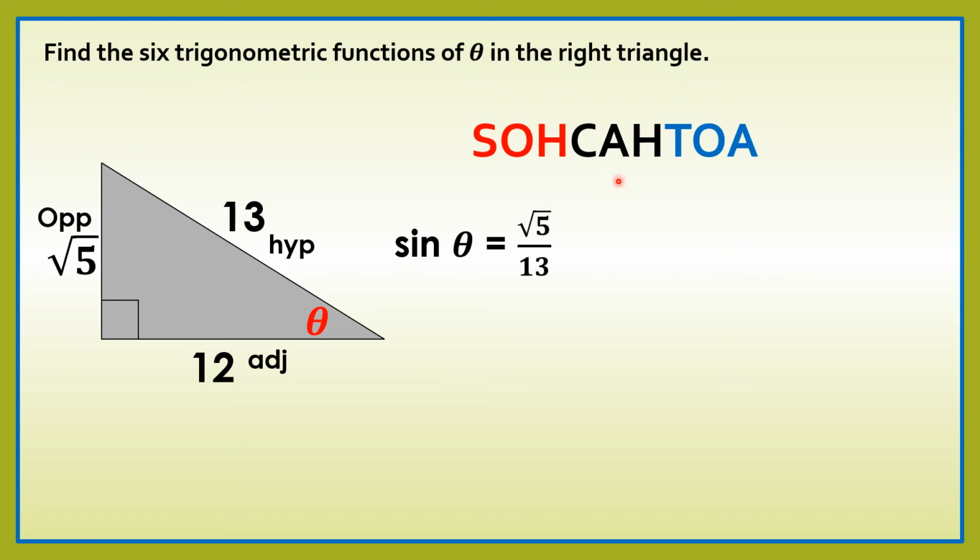Next is CAH. That is cosine theta. Is equal to adjacent over hypotenuse. So, ang adjacent natin ay 12 at ang ating hypotenuse ay 13. Next is TOA.